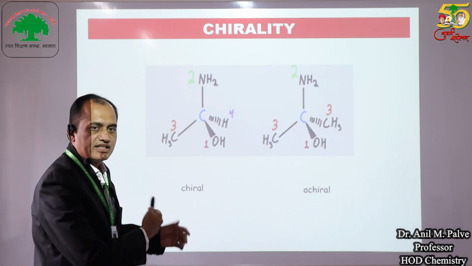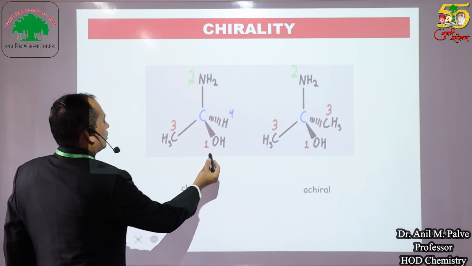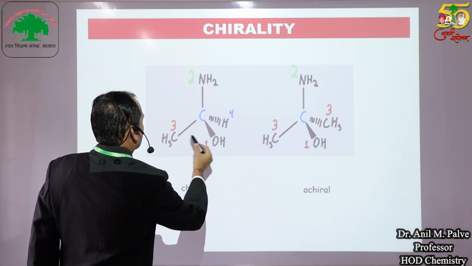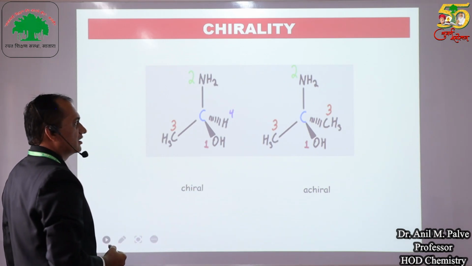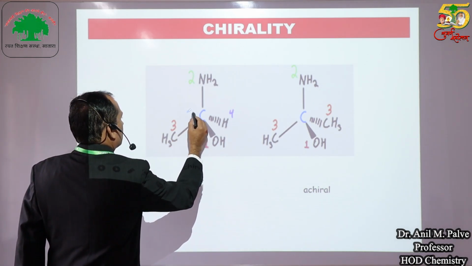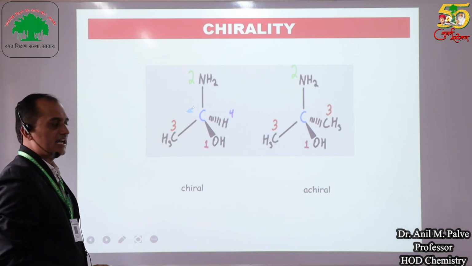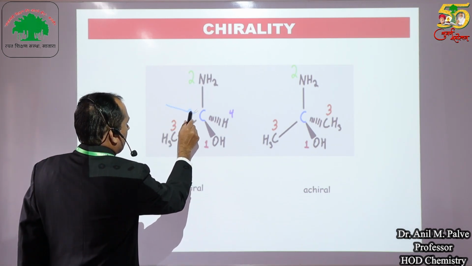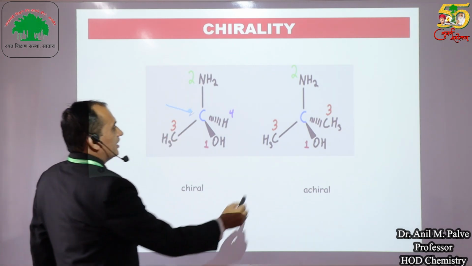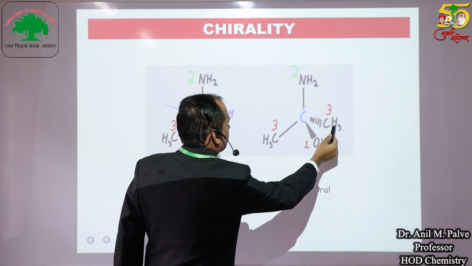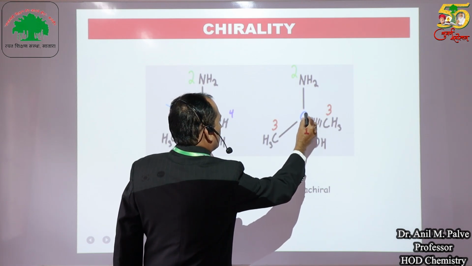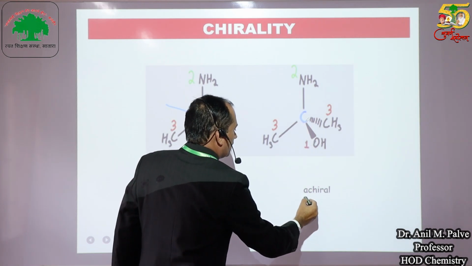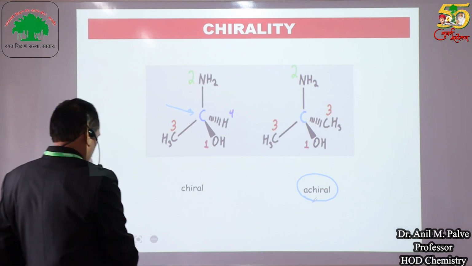Now let us take another example over here. So you can see here, this is OH, CH3, NH2, H. So we have chiral carbon atom. So I can mark it like this as a chiral carbon atom. And here you can see that this CH3 and CH3 are same. That's why this carbon atom is not a chiral carbon atom.